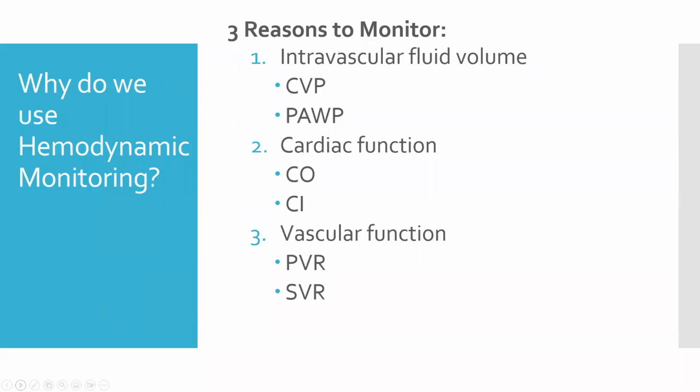Why do we use hemodynamic monitoring? Now we've gotten away from the foundational stuff. We want to relate back to intravascular fluid volume. Is the patient too depleted? Are they overloaded? Looking at things like CVP and pulmonary capillary wedge pressure. Cardiac function, cardiac output, and cardiac index. And then vascular functions such as peripheral vascular resistance and systemic vascular resistance.